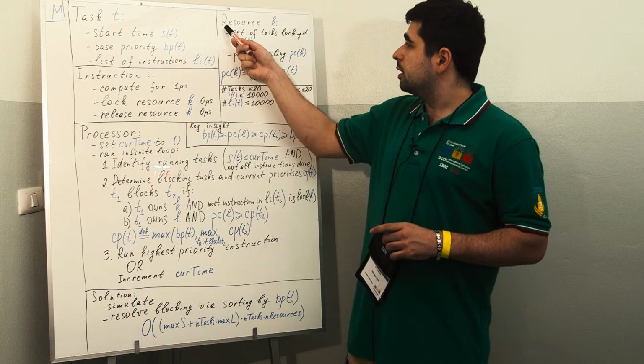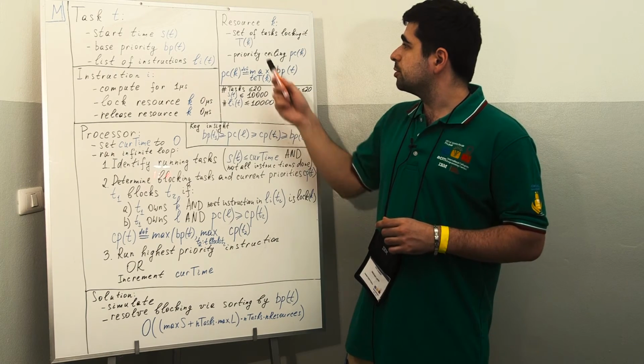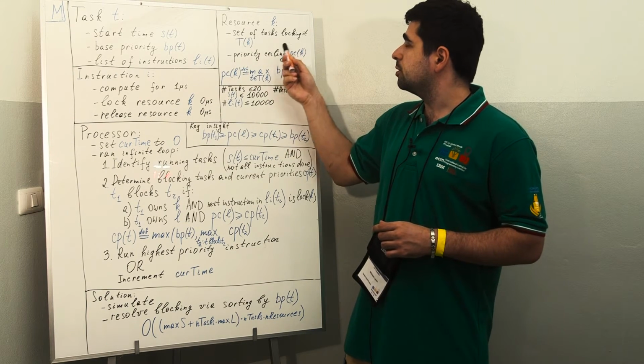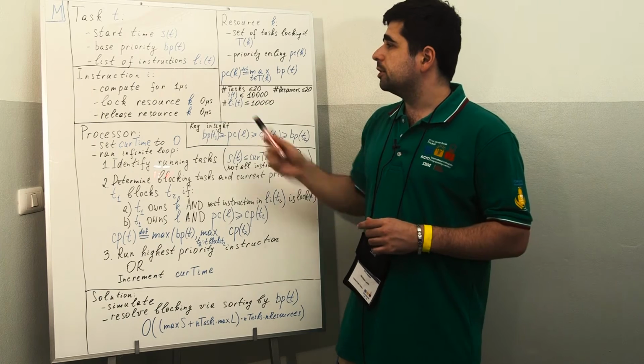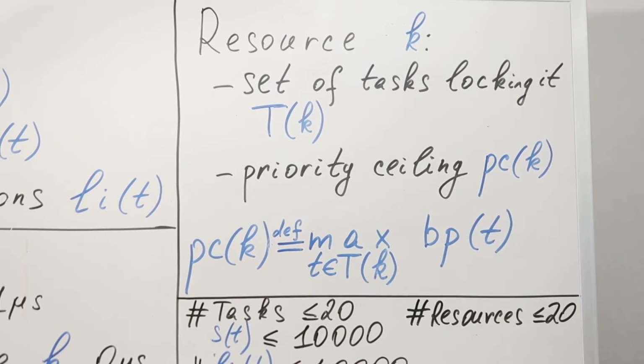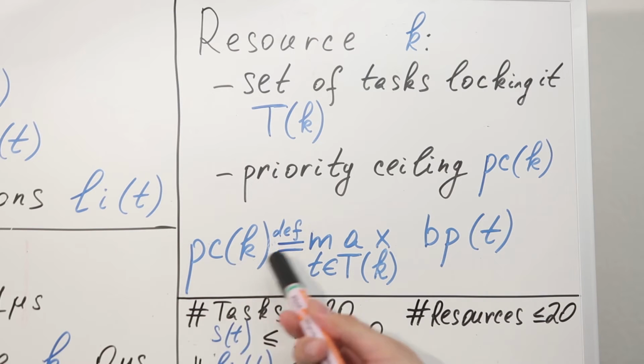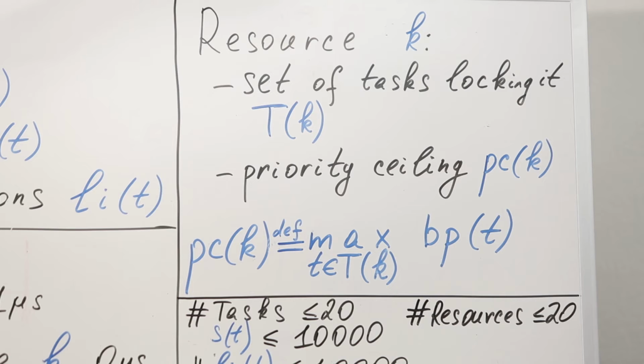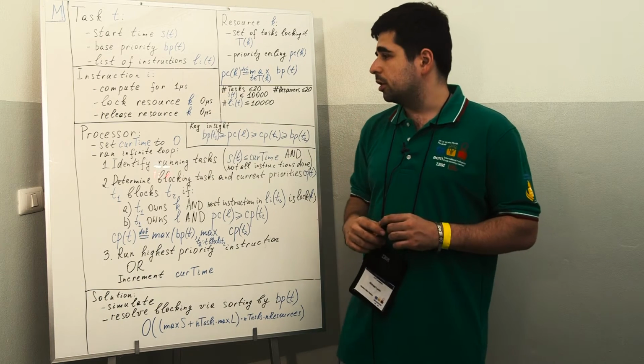So there are a number of resources, and for each resource we can define a set of tasks which try to lock it in the list of instructions. And then you define priority ceiling for that resource as the maximum base priority of all tasks that try to lock it during the execution. And this is the main value we use to make sure that everything will work and all the tasks will finish. So now what the processor does, we have only one processor on our machine.